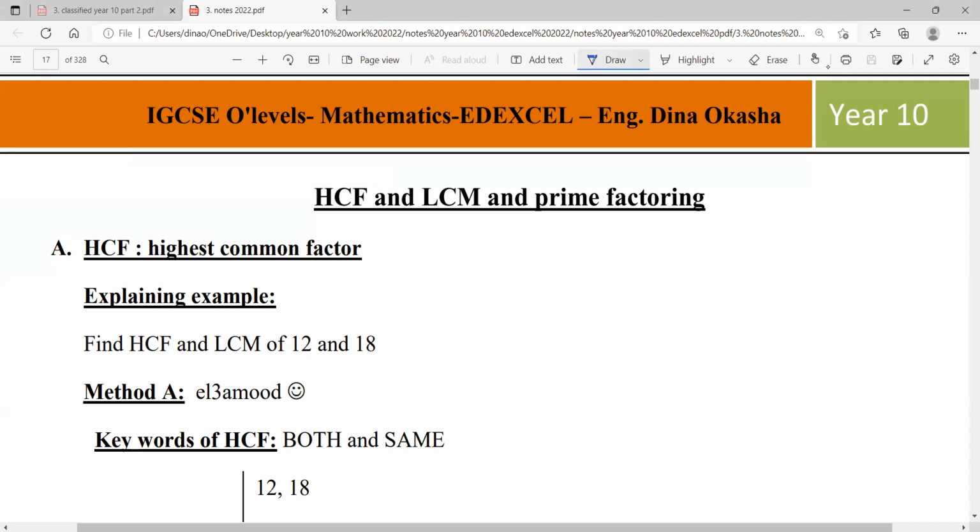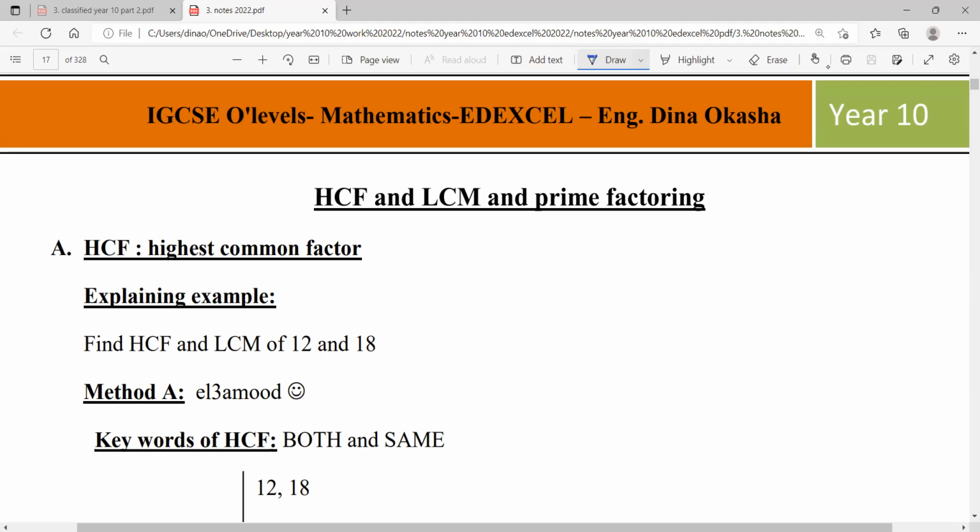اتعودنا دايما يا جماعة في الفيديوز دي ان احنا mainly هنستعمل classified parts 1 and 2 لان classified parts 1 and 2 دي اللي فيها الامتحانات اللي هي most recent, while classified part 3 and 4 they have the same topics بس older exams. Today we're going to need the notes of course and classified part 2.